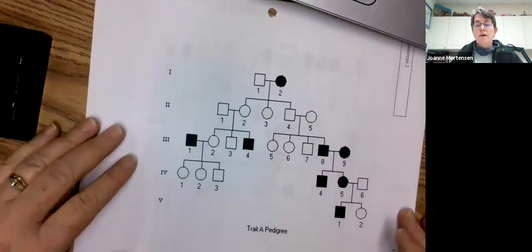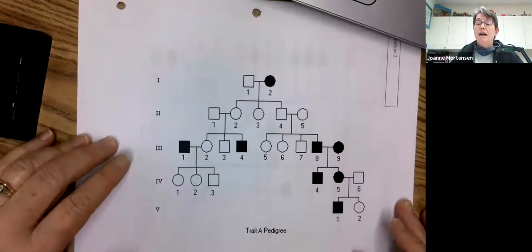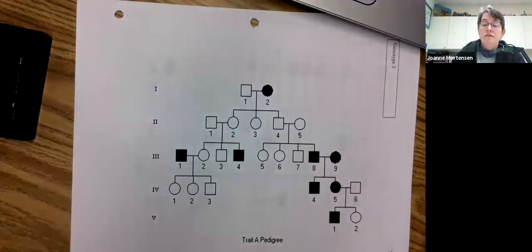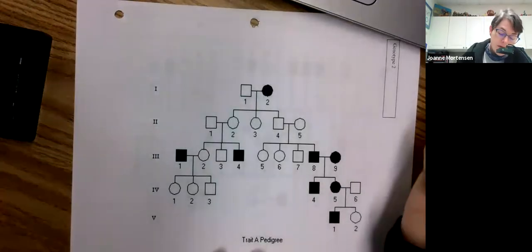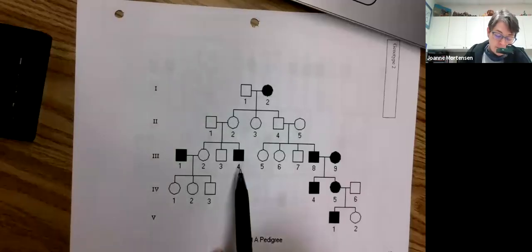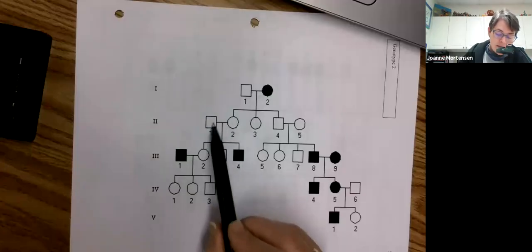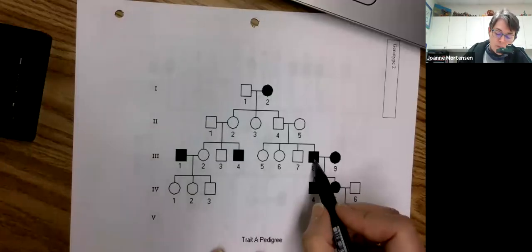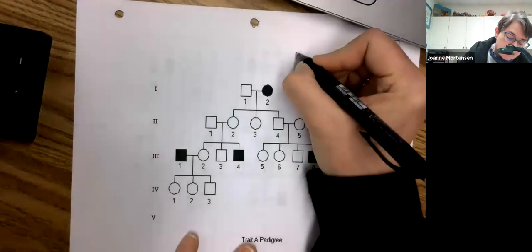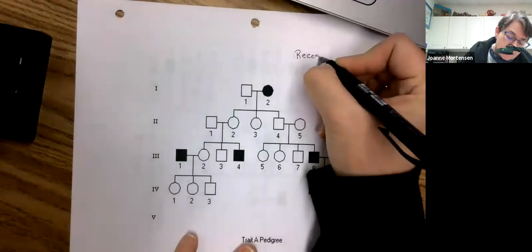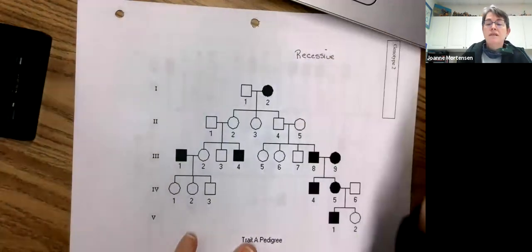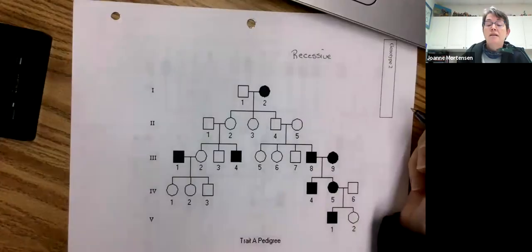All right, one more. I challenge you to turn off the video now and give it a shot. Let's do an analysis. Let's take a look. Here, boy number 4, if we go up, his parents didn't have it. And the same thing with boy number 8 here. So we know it's a recessive trait. Remember, recessive means child has it, parents do not.